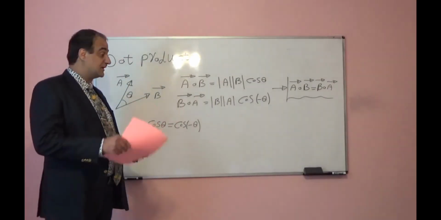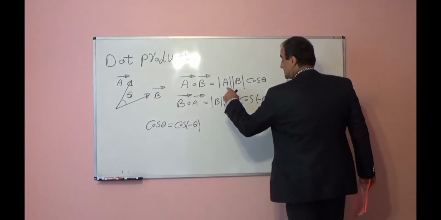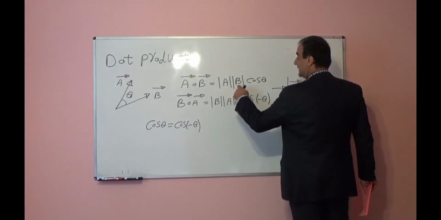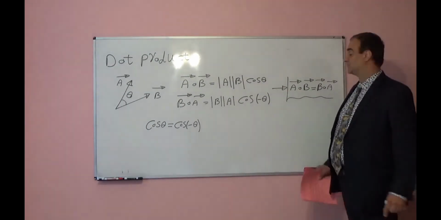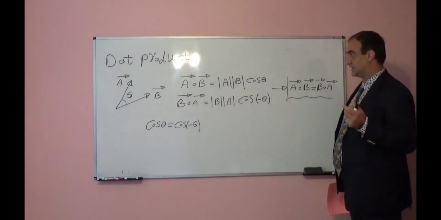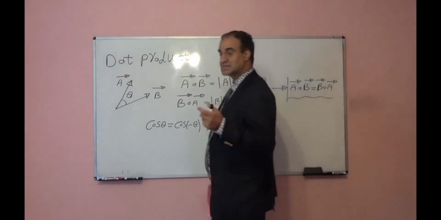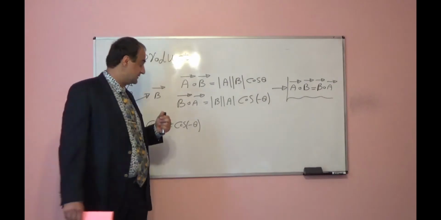Another important thing you should know: A dot B, because you see here magnitude A times magnitude B times cosine of the angle between those two vectors, the answer will be a scalar quantity. So the answer is only magnitude, it is a scalar quantity.